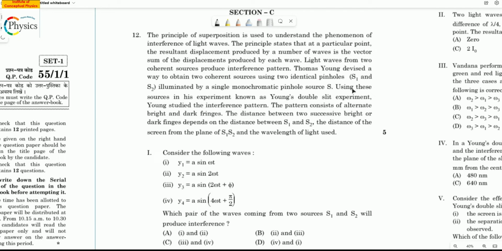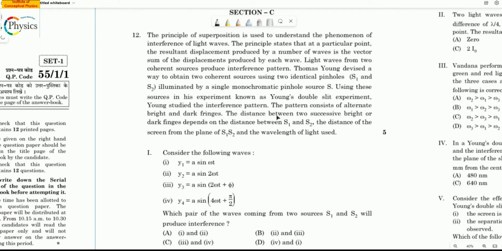All right. Using these sources in his experiment known as YDSE, Young studied the interference pattern. The pattern consisted of alternate bright and dark fringes. We already know that energy gets distributed. Wherever you have a constructive interference, you get a bright fringe. Wherever you have a destructive interference, what you get is a dark fringe. Now the distance between two successive bright or two dark fringes depends on the distance between S1 and S2, the distance of the screen from the plane, and the wavelength of the light. So this is understood, right?